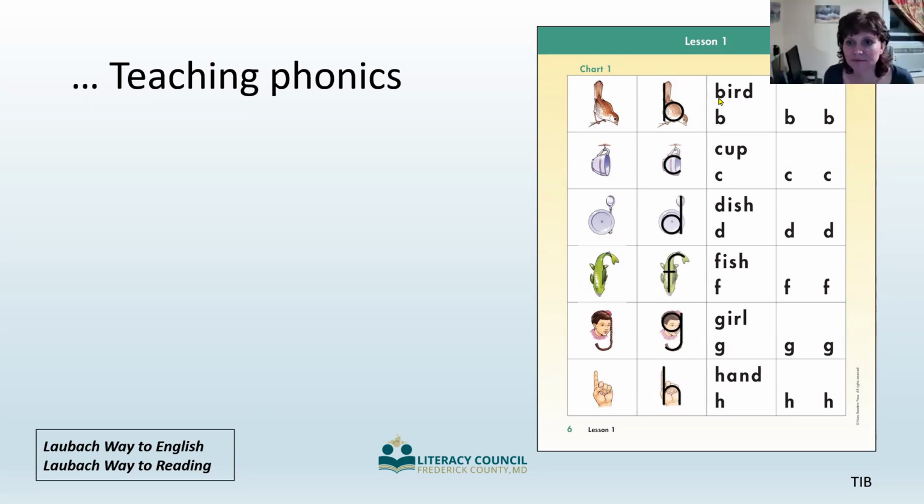Bird. Bird begins with the sound b. Say b. B. Again. B. Again. B. The sound of this letter is b. The name of this letter is b. Say b again. B.